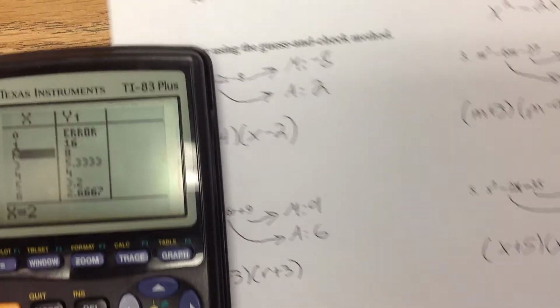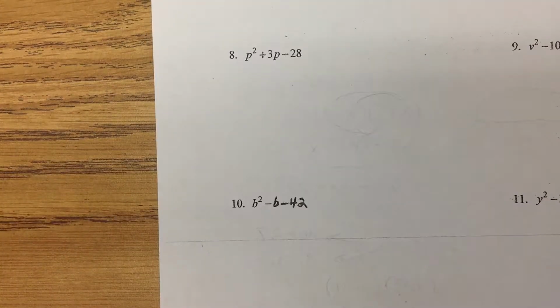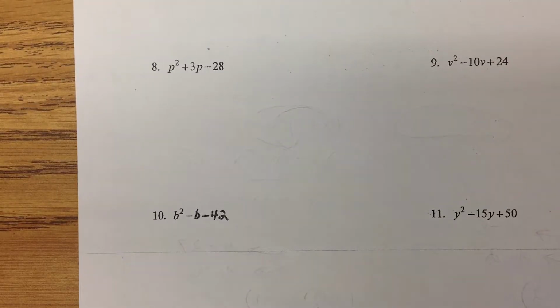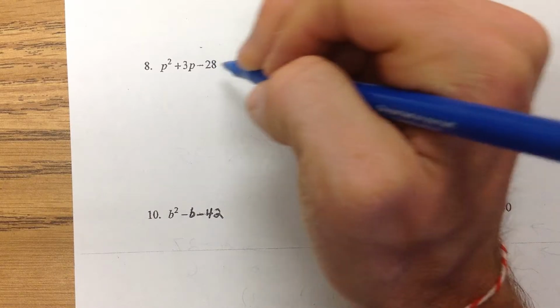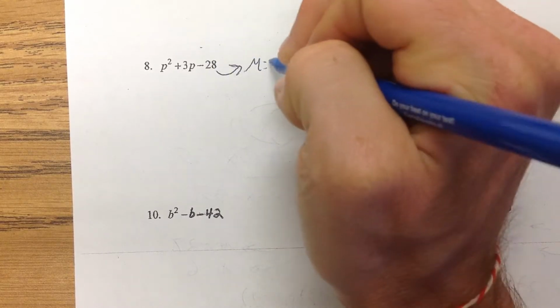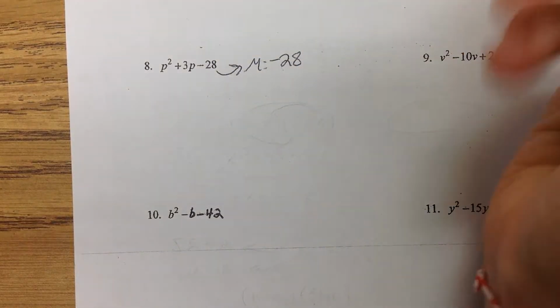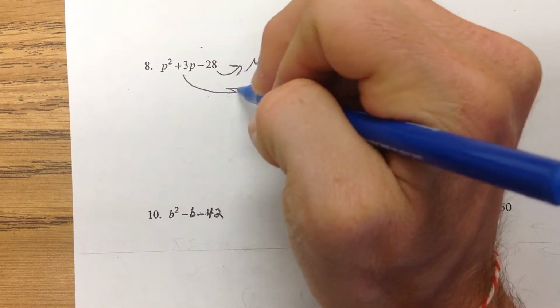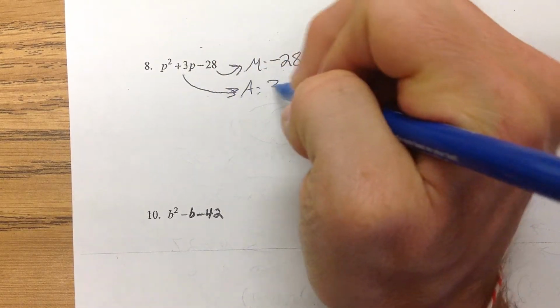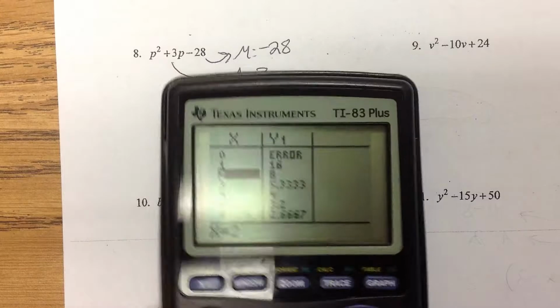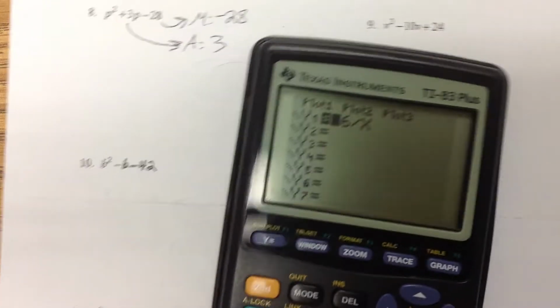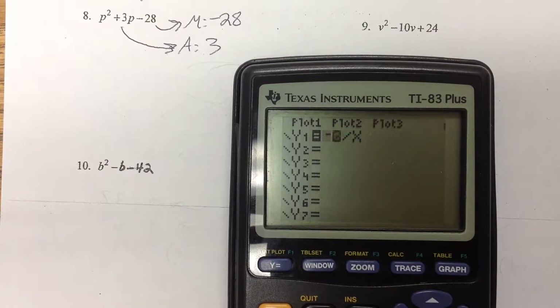Okay. Let's flip it over to the back. All right, again, nothing different, just more numbers. So this time we are multiplying to negative 28, and this means we are adding to a positive 3. So we go to our y equals, we type in negative 28 divided by x.